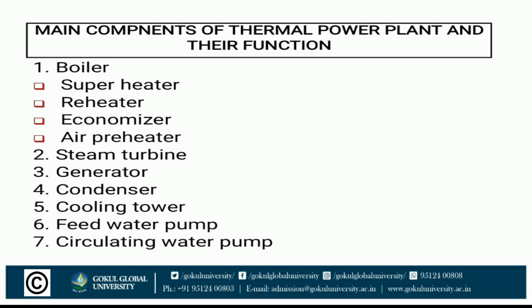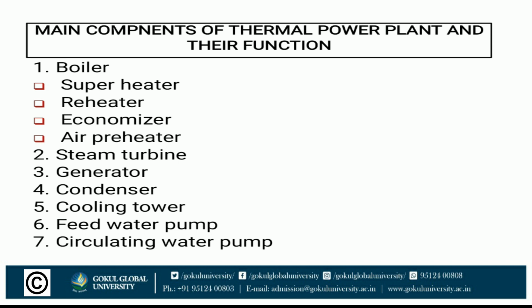Economizer. The function of the economizer is to increase the temperature of feed water using waste heat of flue gases leaving the boiler through the chimney. It is located before the air preheater and after the superheater and reheater in the path of the flue gases. Air preheater. The function of the air preheater is to increase the temperature of air before it is supplied to the furnace, using heat from flue gases passing through the chimney.